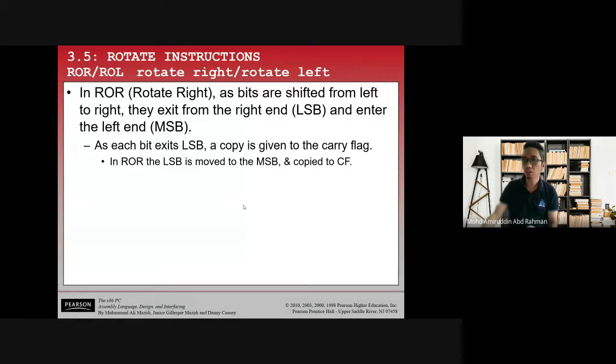In the rotate right, ROR, the operand's bits are shifted from left to right, going in the right direction, and they exit from the right end, which is the least significant bit of that operand, and enter the left end. So the least significant bit exits and goes back to the more significant bit over here. As each bit exits, a copy is given to the carry flag, so the carry flag is also involved in the rotation operation. In the ROR, the least significant bit is moved to the most significant bit and copied to the CF, the carry flag.